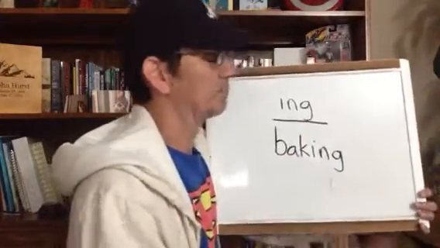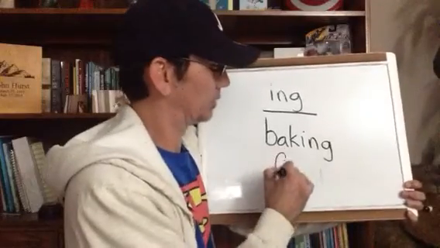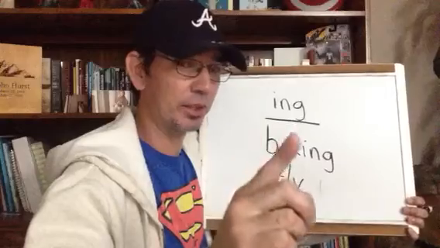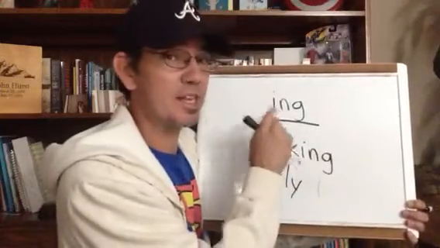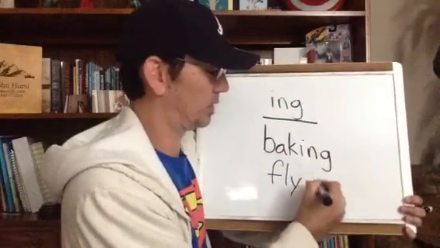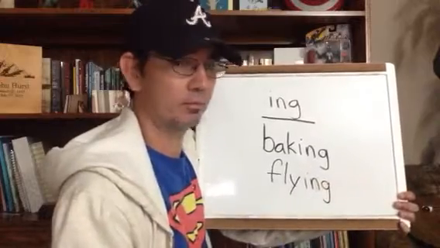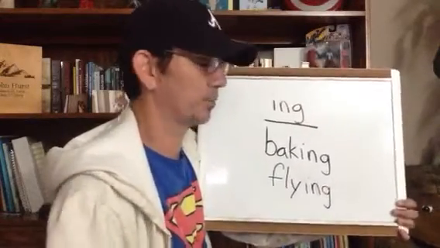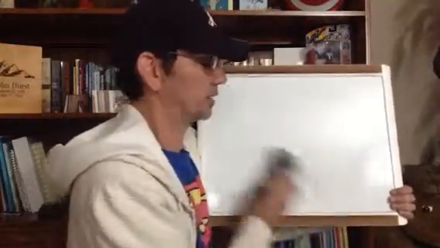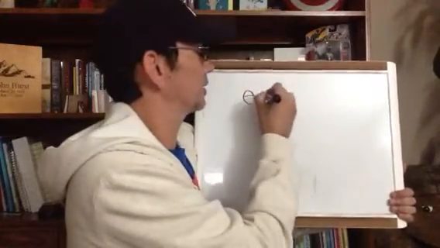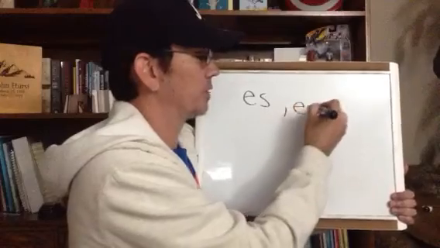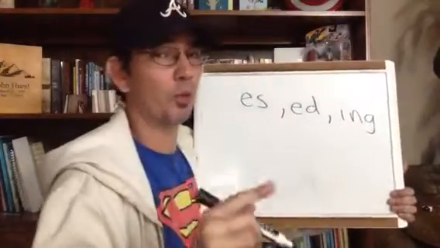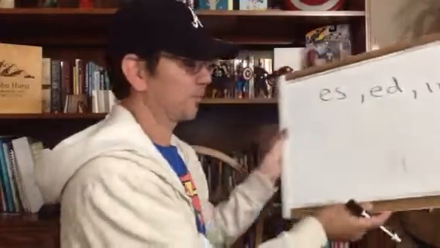Okay? Also, sometimes we have a word like fly. I can't wait to fly. Well, when you're actually doing it, you are flying. In this case, we don't change anything. It just adds it to the very end. Flying. So we have our three endings today. Our ES, our ED, and our ING. Be on the lookout for those endings, all right?